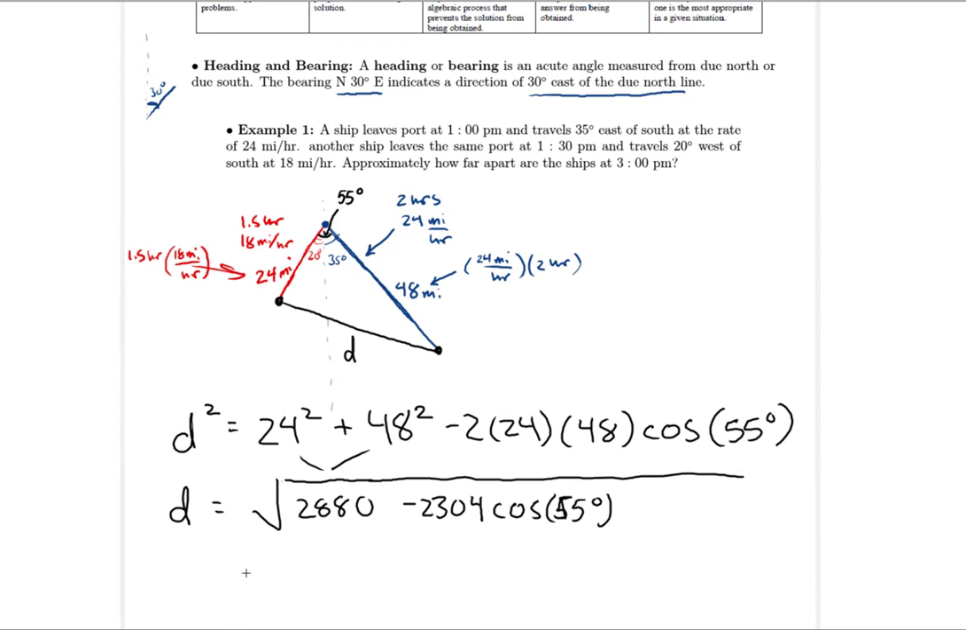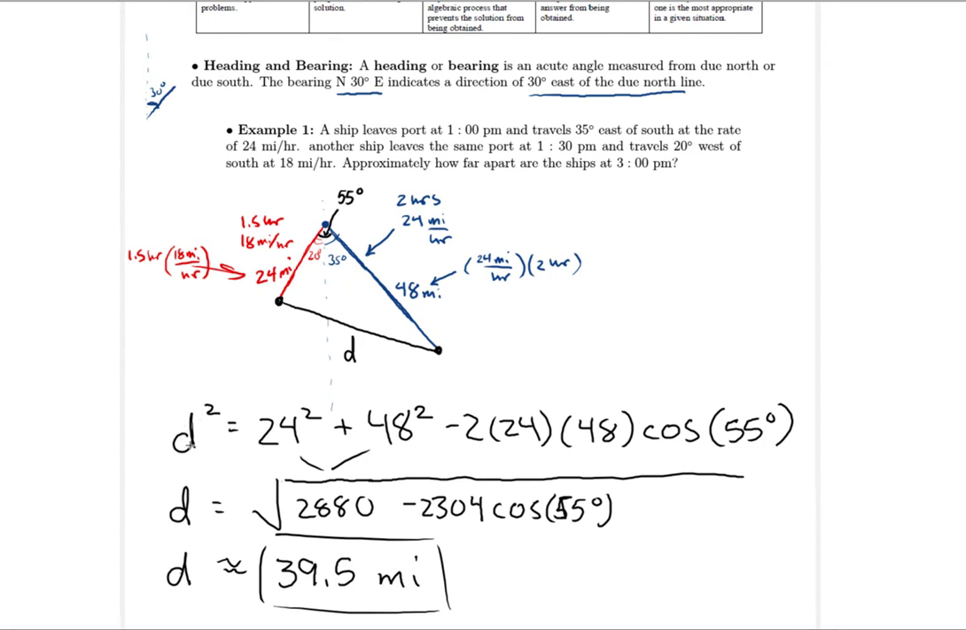So when I do that computation, I get about 39.5 miles. And let's make sure that that makes some sense here. If I've got 24 miles here, 48 miles here, yeah, it seems reasonable that they'd be about 39.5 miles apart, according to my picture.